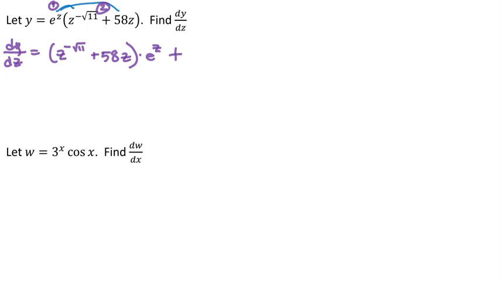And then I want the first, e to the z, exactly as it originally appeared, times the derivative of the second. So now I'm taking the derivative of everything in parentheses. The big operation there is the sum. So we'll look at the z to the negative root 11 first. That is a power function. The variable is the base. So we will use the power rule, drop down the negative root 11, get z to the negative root 11 minus 1. And then plus the derivative of 58z, which is just 58.